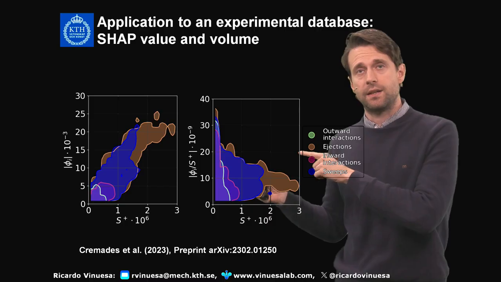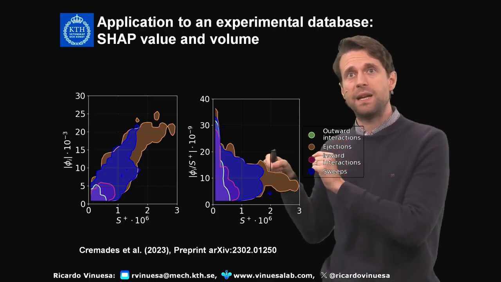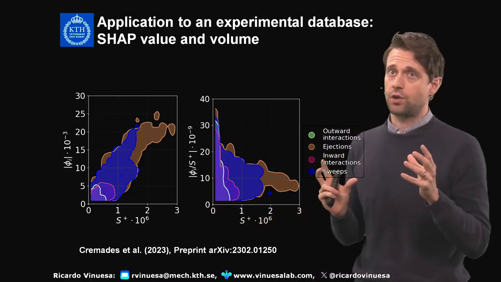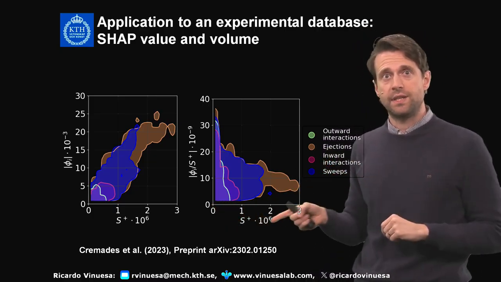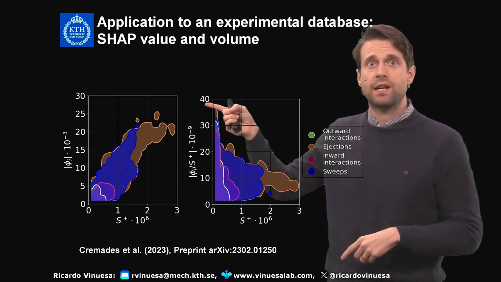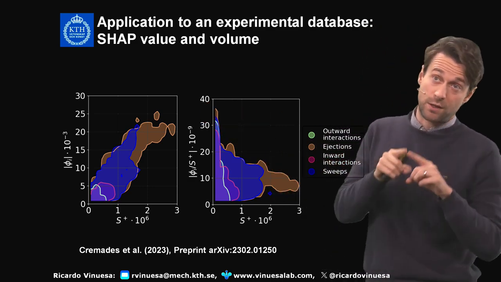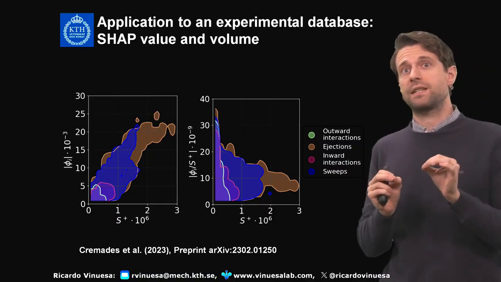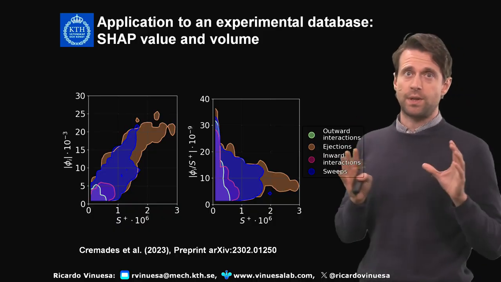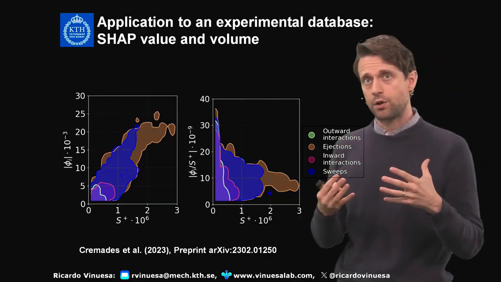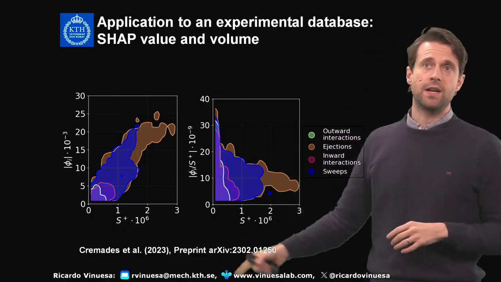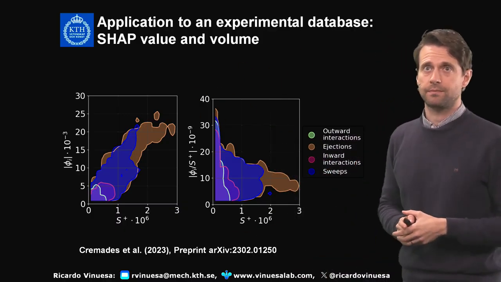In this panel over here, what I'm showing you now is the SHAP value per unit of surface as a function of the surface of the structures. And again, these results are in agreement with the DNS. So we have this region over here with the largest structures, which are not the most important. The most important are now here, the most important per unit of surface. And those are medium-sized ejections, mostly, with some sweeps and some inward interactions. So once again, the relative importance of the sweeps becomes magnified because of the Reynolds number, but other than that, the trends are in very good agreement with those of the DNS.